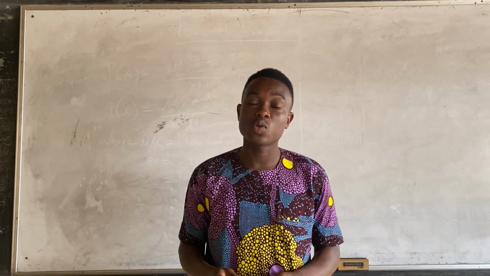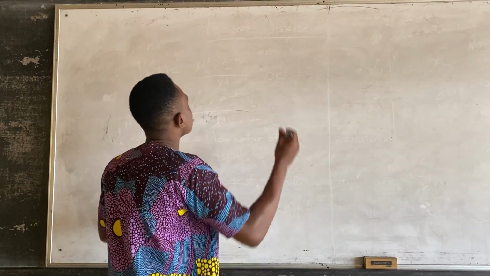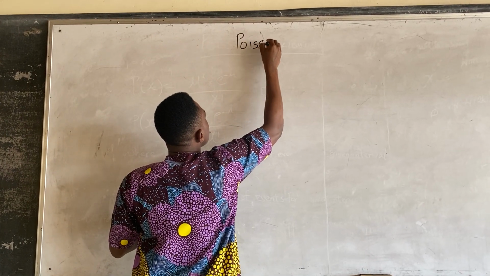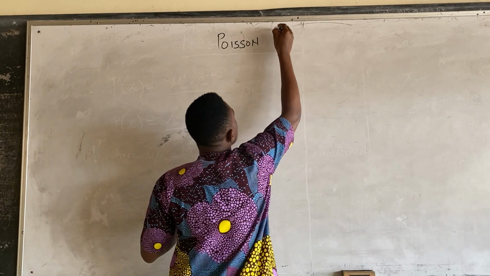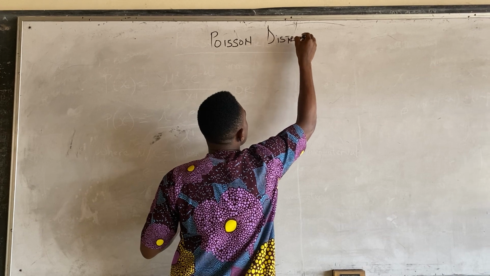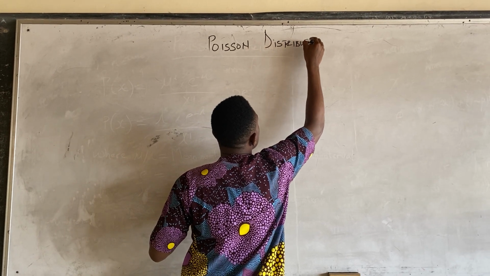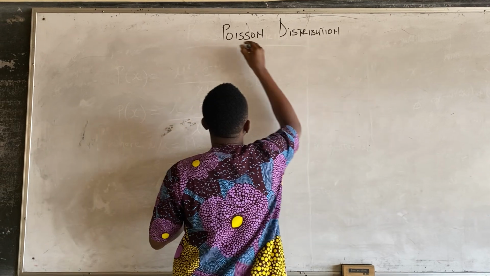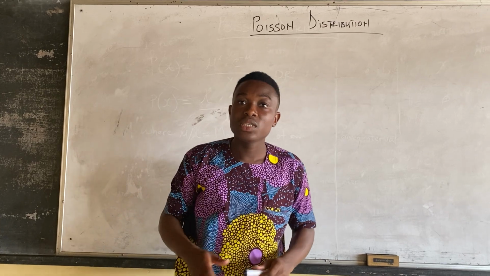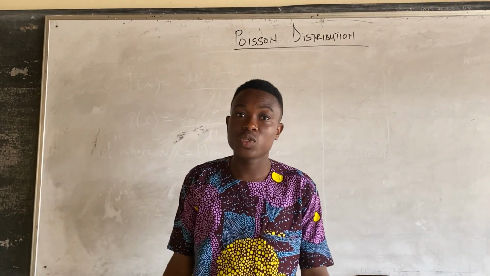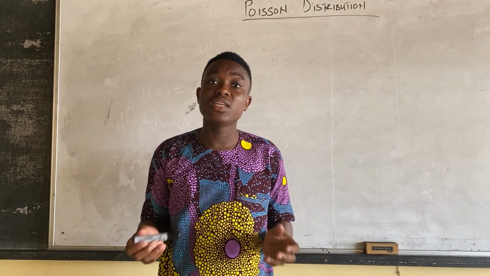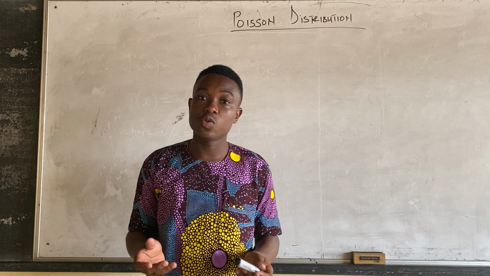Today, we'll be looking at the Poisson distribution. The Poisson distribution is a discrete probability distribution that is used to find the number of times an event can occur within a given interval of time, space, volume, or area.